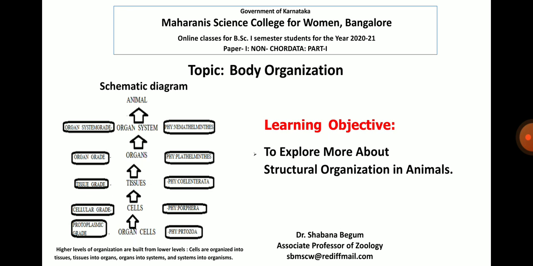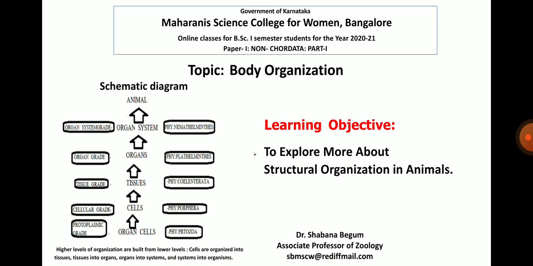So, the slide gives you information about the different grades or levels or patterns of body organization, which are the protoplasmic grade, cellular grade, tissue grade, then organ grade and organ system grade of body organization, with examples. Higher levels of organization are built from lower levels. Cells are organized into tissues, tissues into organs, organs into systems, and systems into organisms.